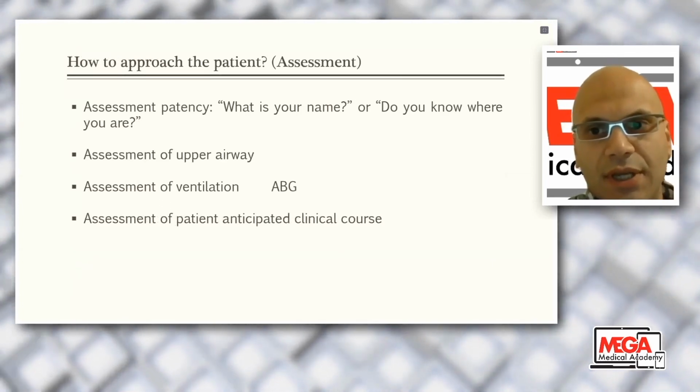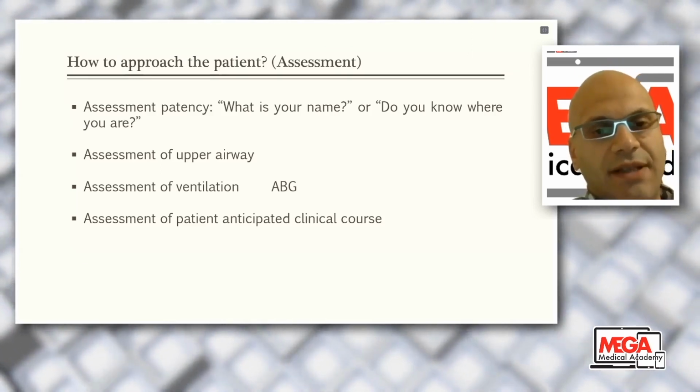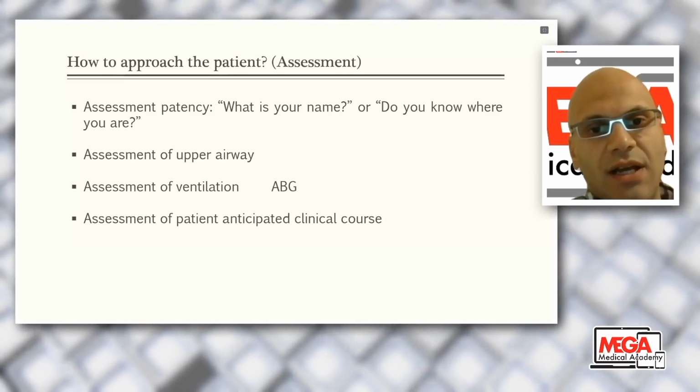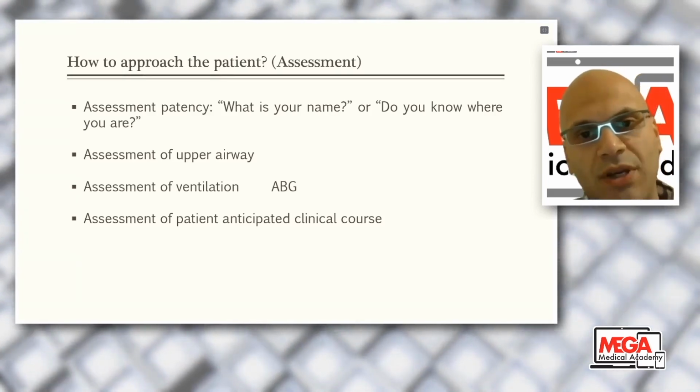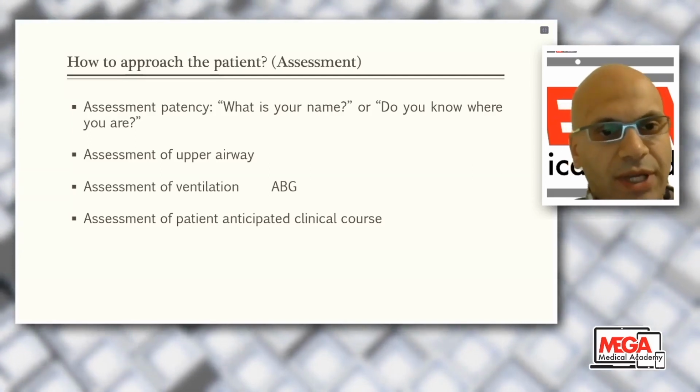So the first thing, be sure that there is an airway patency, and this can be confirmed easily by asking the patient, "What's your name? Do you know where you are?" If he's answering, he has a patent airway.